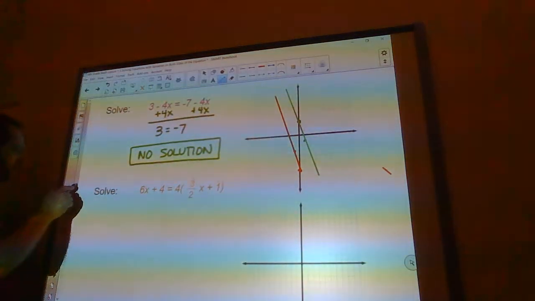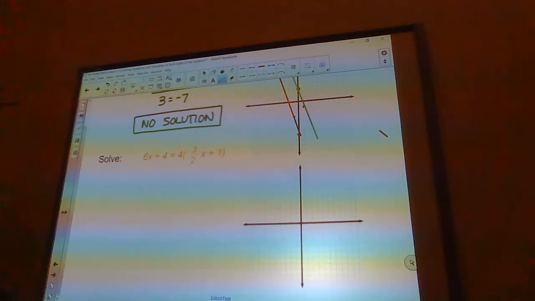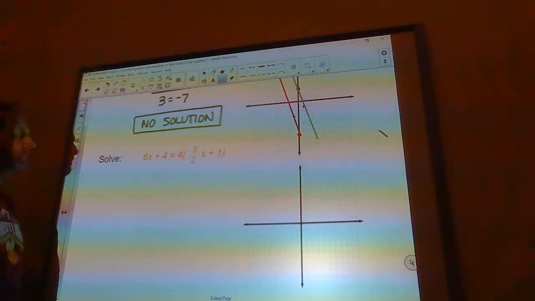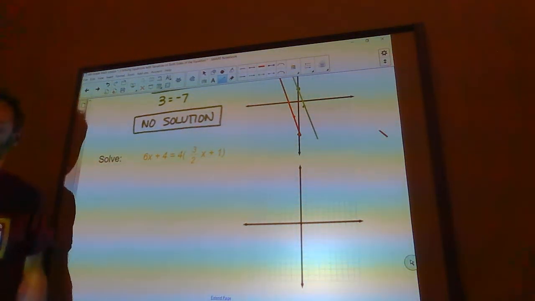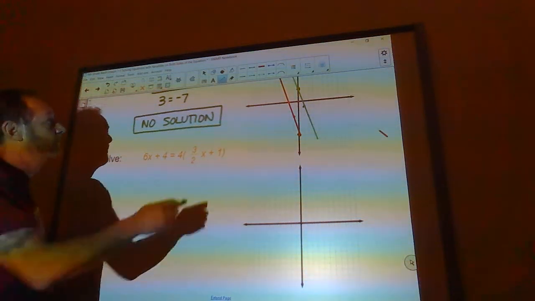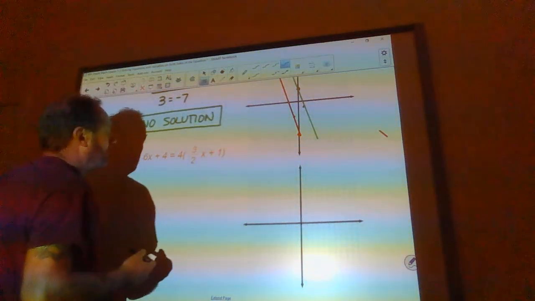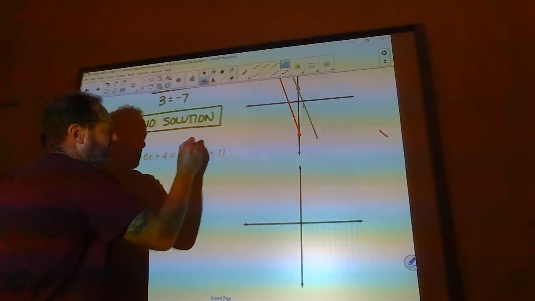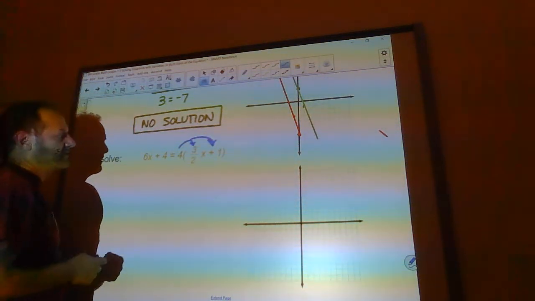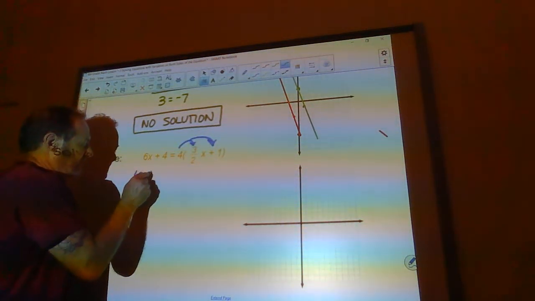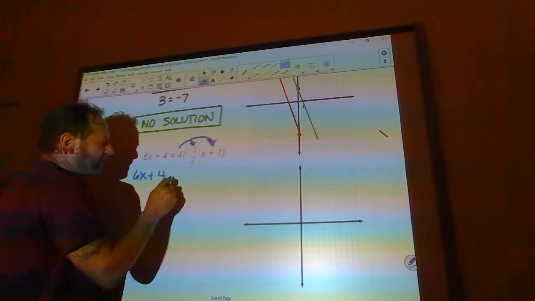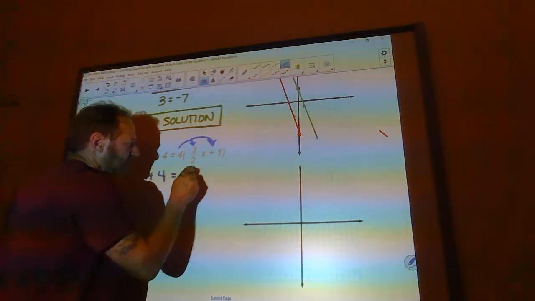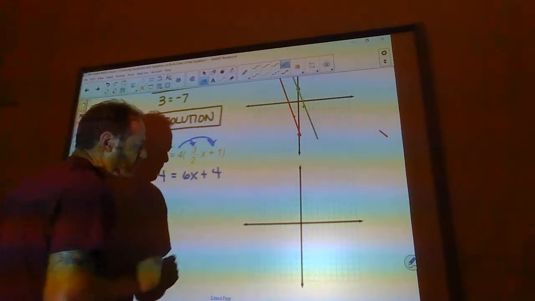All right, let's look at this one. Go ahead and pause the video and give this one a try. 6x plus 4 equals 4 times 3/2 x plus 1. So pause it and let me know what happens here. Okay, on this one, I need to distribute the 4 into this parentheses right here. So I didn't do anything here. I just write it down. 6x plus 4. 4 times 3 is 12 divided by 2. That's 6x plus 4.